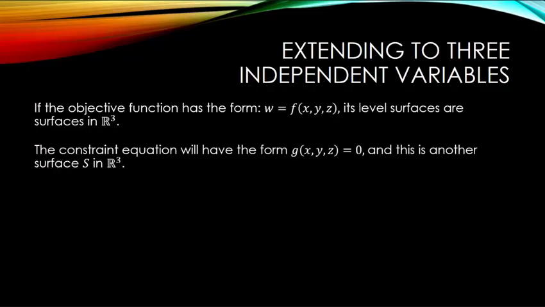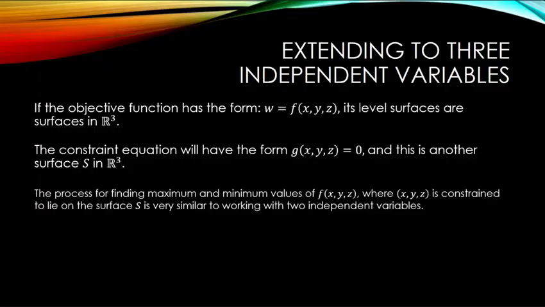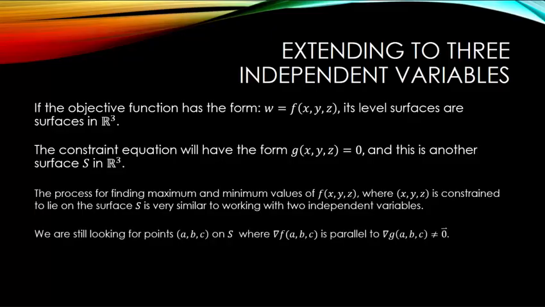The constraint equation will have the form g of x, y, z is equal to 0, and this is another surface S in R3. The process for finding the maximum and minimum values of f of x, y, z, where x, y, z is constrained to lie on the surface S, is very similar to working with Lagrange multipliers in two independent variables. We're still looking for points a, b, c on the constraint surface S, where the gradient of f at a, b, c will be parallel to the gradient of g at a, b, c, which is not equal to 0.